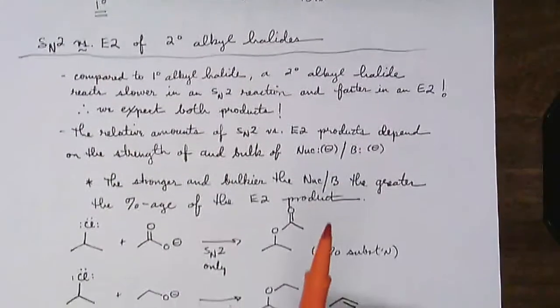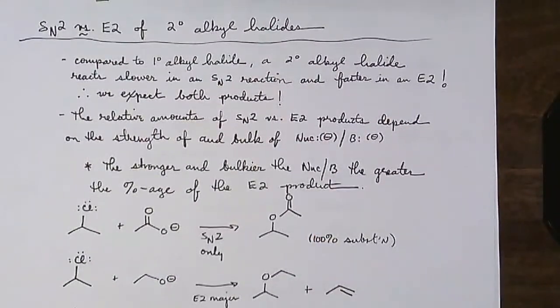So now if we move on to secondary alkyl halides, comparatively a secondary alkyl halide reacts slower in an SN2 reaction and faster in an E2 reaction. So therefore we would expect both products. The relative amounts of SN2 versus E2 products depend on the strength and also the steric bulk of the nucleophile/base. In general, the stronger and bulkier the nucleophile/base, the greater the percentage of the E2 product.